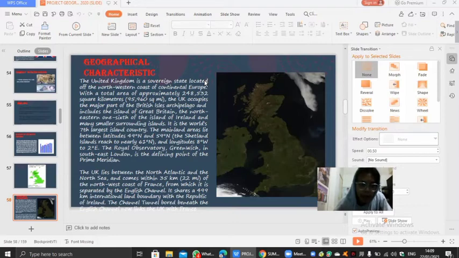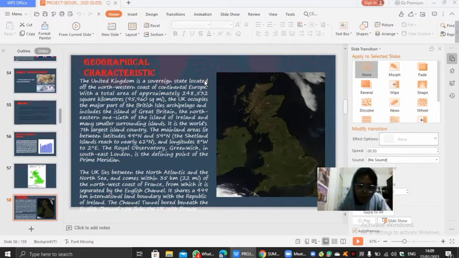The mainland areas lie between latitude 49N and 59N. The Scilly Islands reach to nearly 61N, and longitude 8W to 2E. The Royal Observatory, Greenwich in South London, is the defining point of the prime meridian.